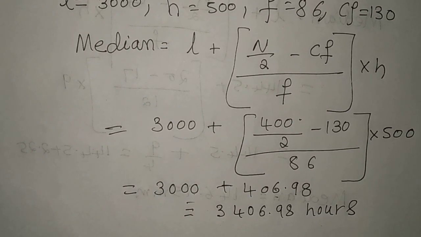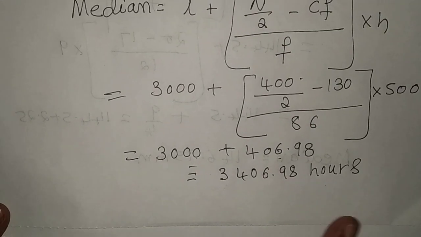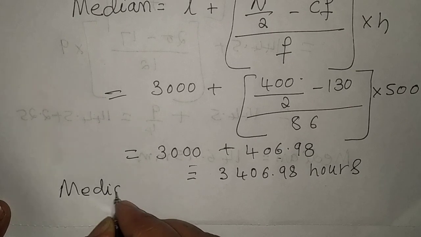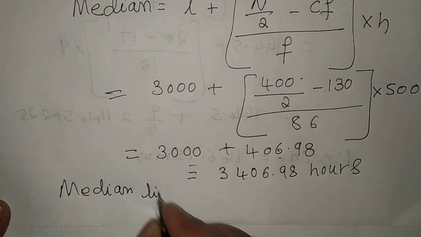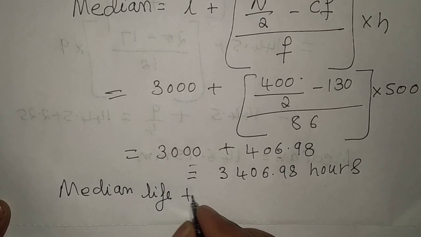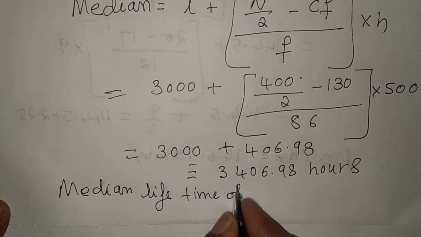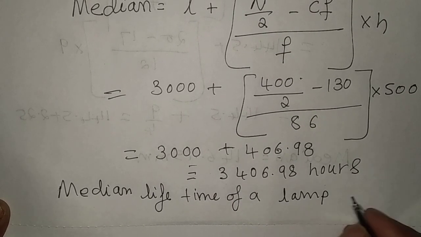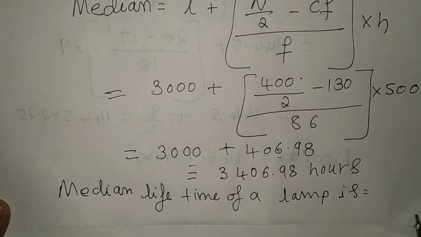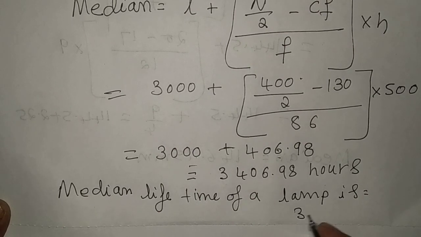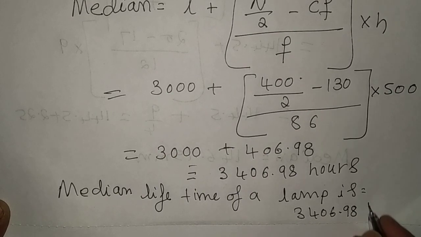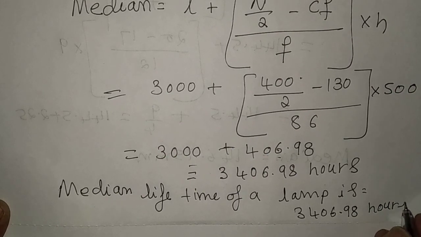So finally, what is the conclusion? Conclusion is median lifetime of a lamp is how much? 3406.98 hours.